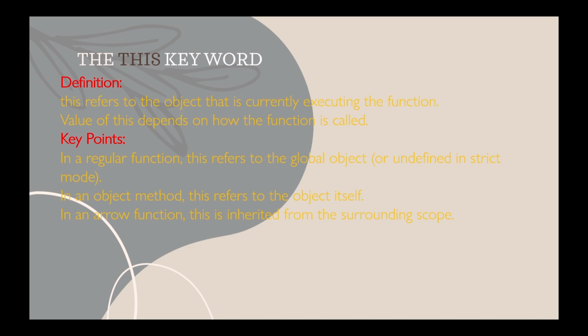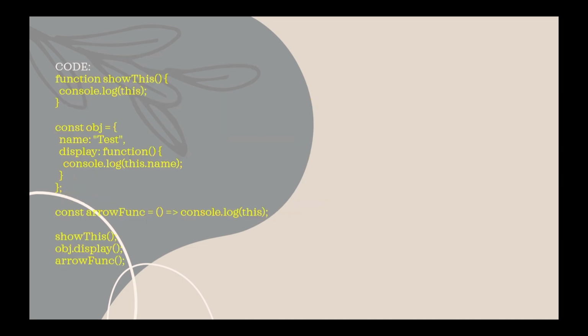And here we show the example in which first this is used in a global function, next it is used within the object, and next we see it used with arrow function inheritance, in which we call it from the surrounding function. About var, let, and const.